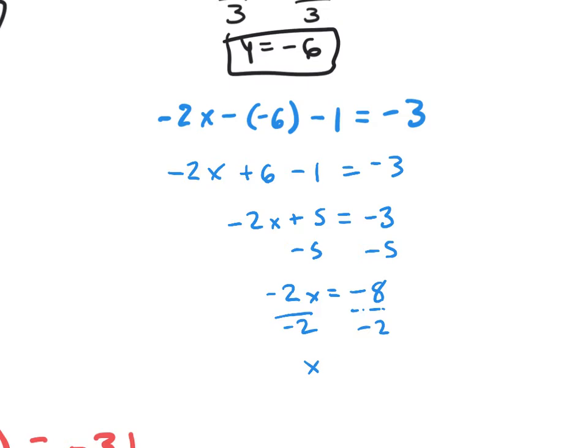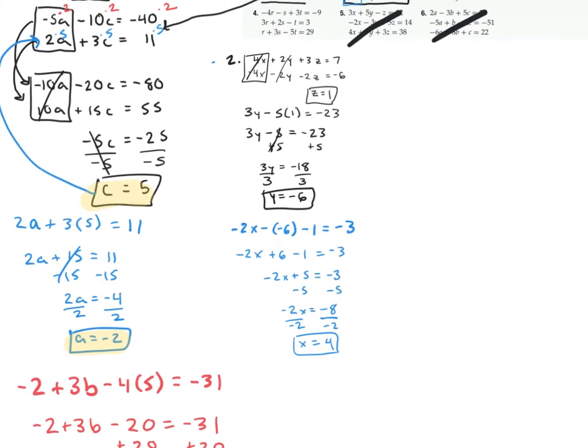So x is equal to what? 4. So we found our x, y, and z, and we're done. Yay.